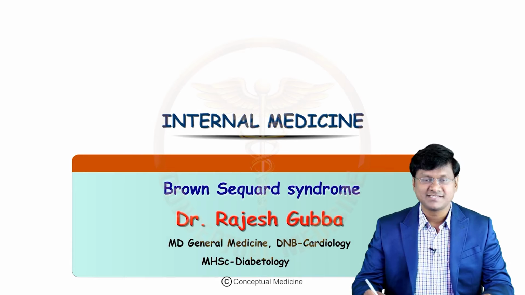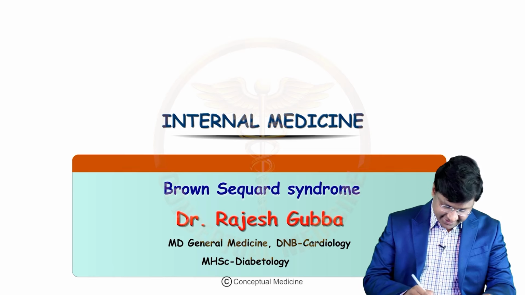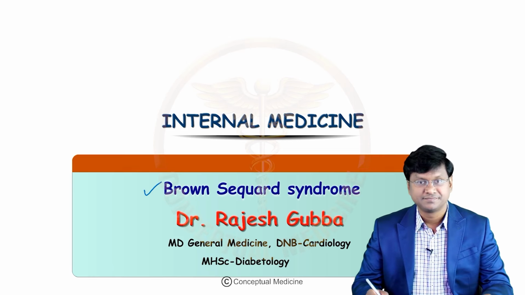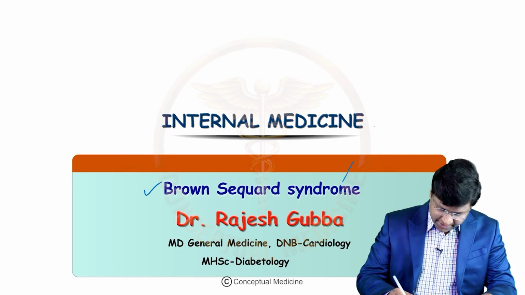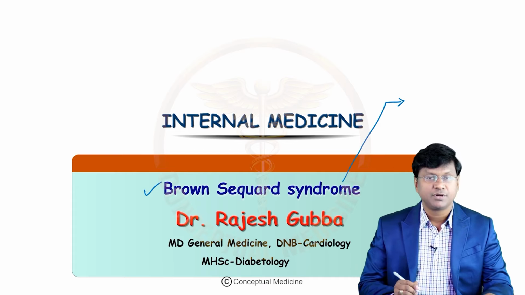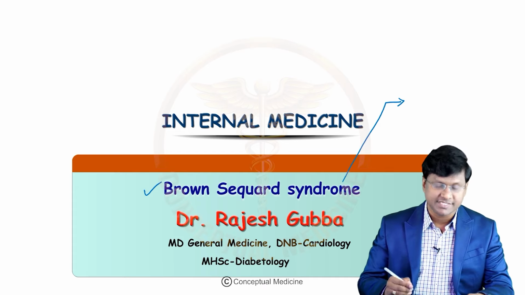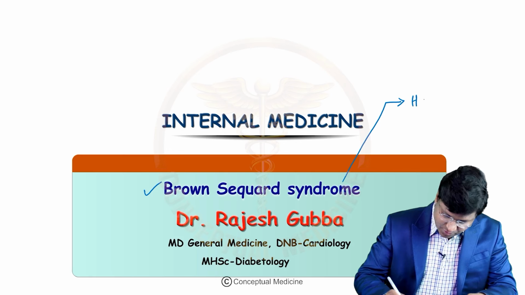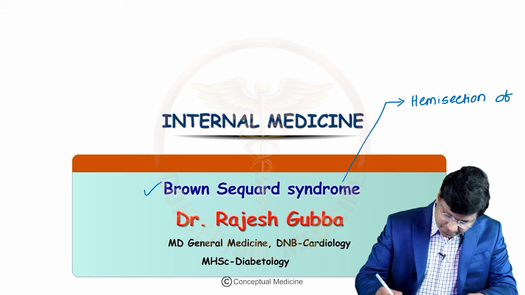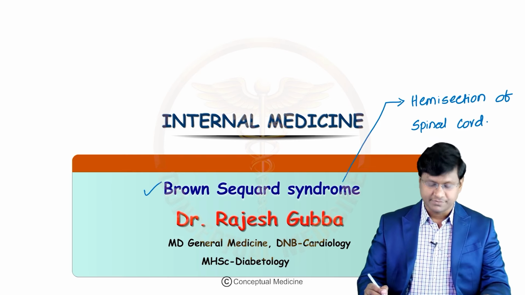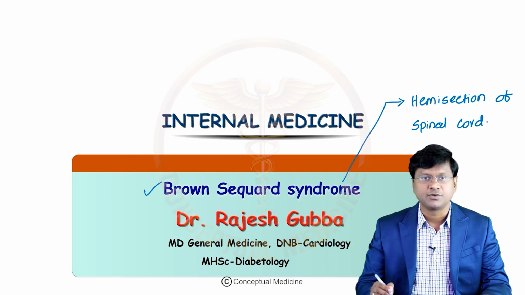In this session, I will be discussing a very important topic in neurology, that is Brown-Séquard Syndrome. So what exactly do you understand by Brown-Séquard Syndrome? Brown-Séquard Syndrome is the disorder which is characterized by hemisection of the spinal cord. That is the meaning of Brown-Séquard syndrome, where there is hemisection of the spinal cord.